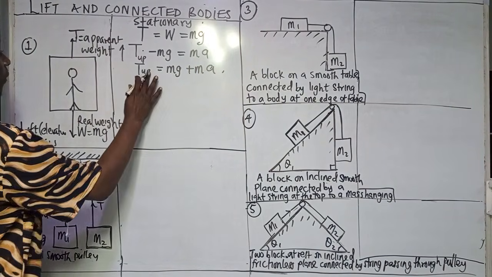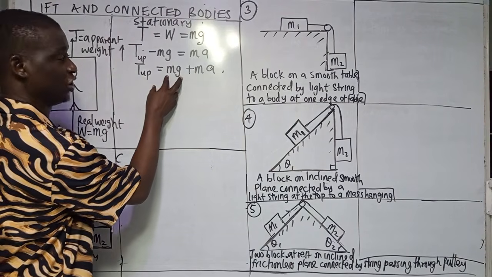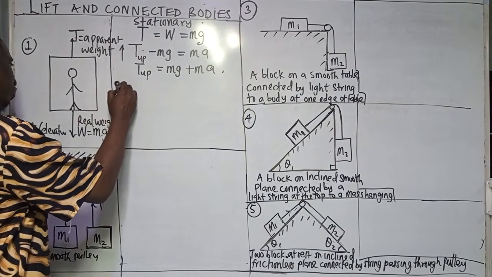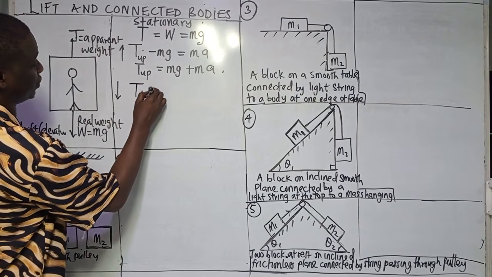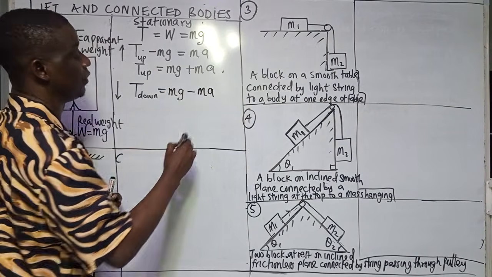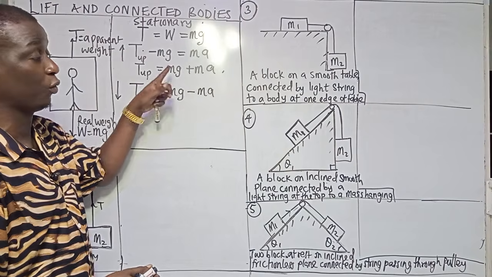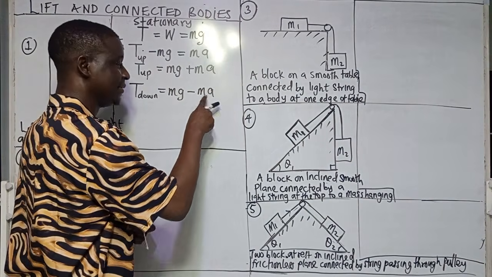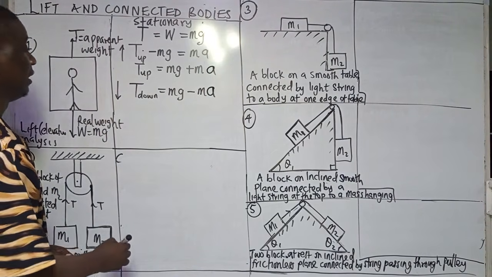When the lift is going upward, what will the spring balance measure? The spring balance will measure the real weight plus the net force. The next one is when the lift is going downward. It favors weight now. The downward tension is equal to mg minus ma. That is to say, when the lift is going downward, it is minus. When it's going upward, it's plus. That means this a is upward acceleration, while this one is downward acceleration.